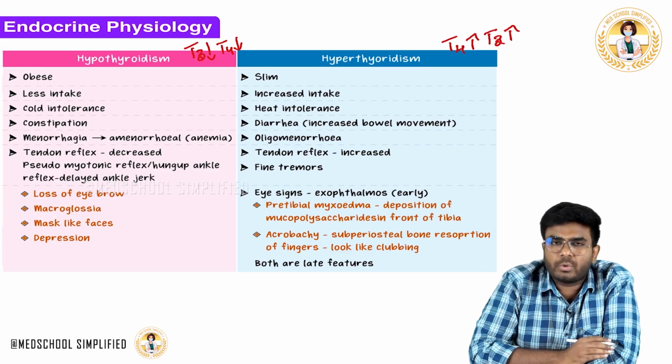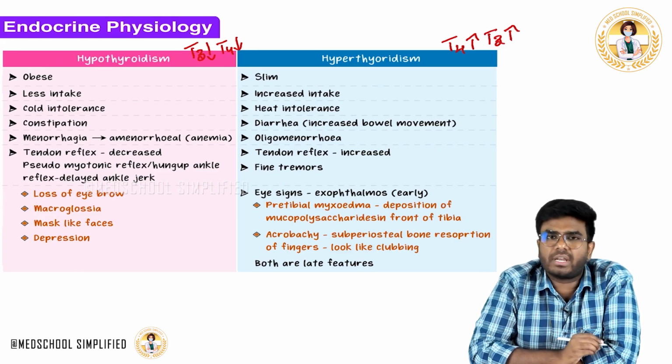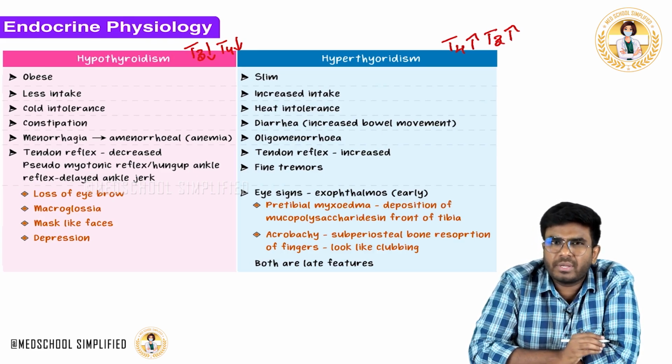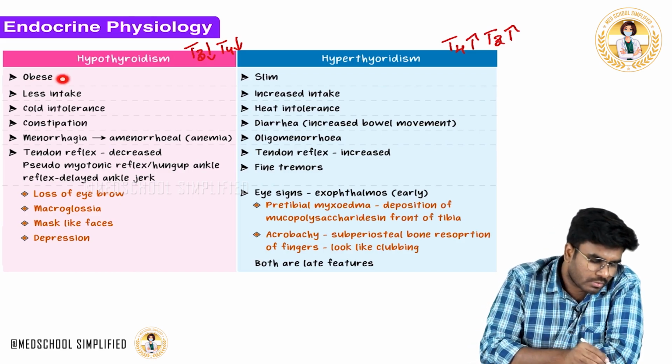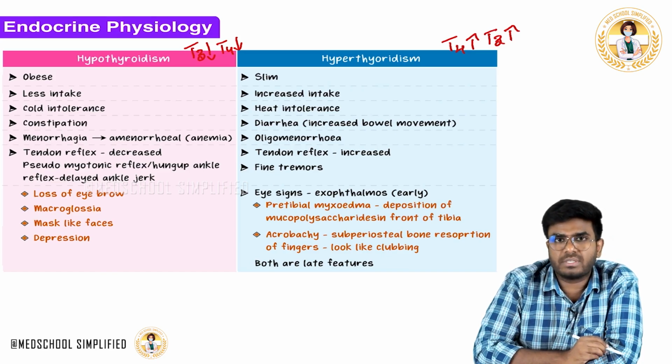The lipids are not going to get broken down. No proteins are getting broken down. You are not using the energy. Basal metabolic rate becomes low. Instead of using 3000 kilocalories, now you are just using 2000 or 1700 kilocalories. If you are not spending the energy, you will become obese. So hypothyroidism will cause obesity.